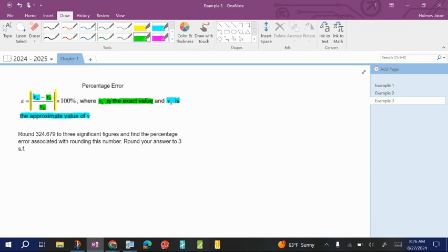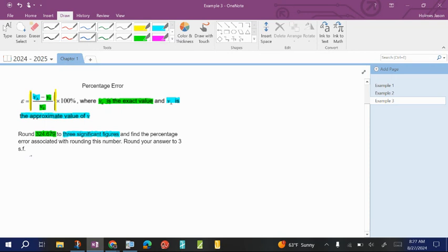Okay, so reading our problem, it says round 324.679 to three significant figures. So let's just pause right there. They give us a number. Is that number the exact value, or is it the approximate value? Well, because it doesn't say that it's the approximate value, this is going to be our exact value. And it says round to three significant figures, and so that's going to be our approximate value. And then it says find the percentage error associated with rounding this number, and then round your answer to three significant figures.